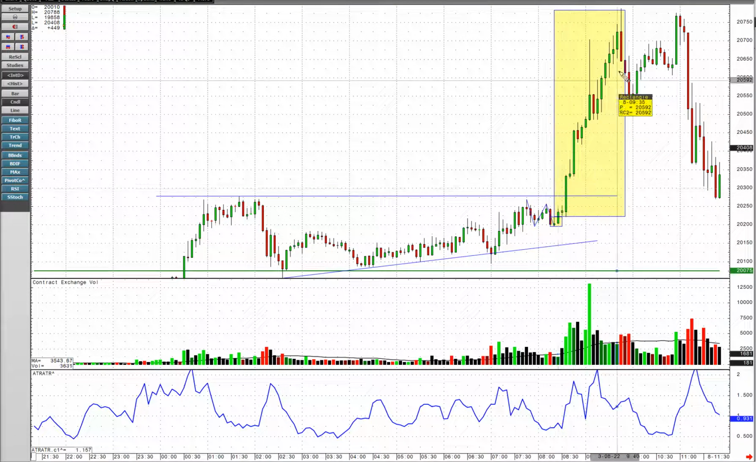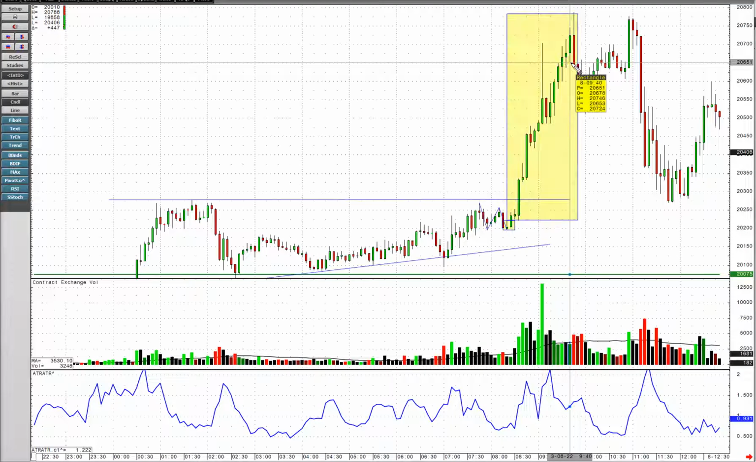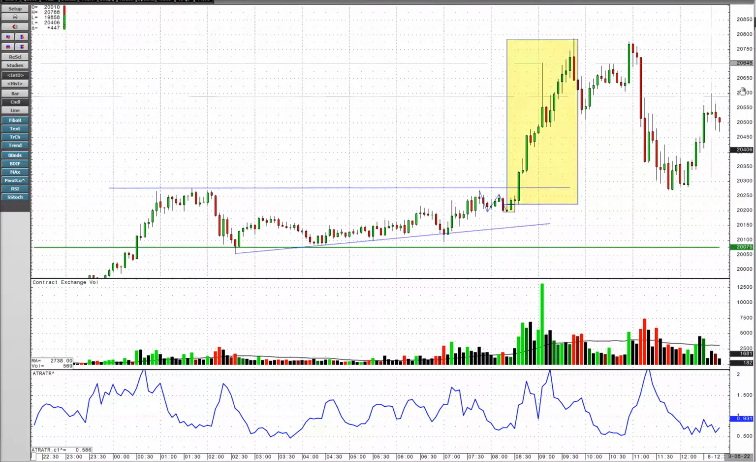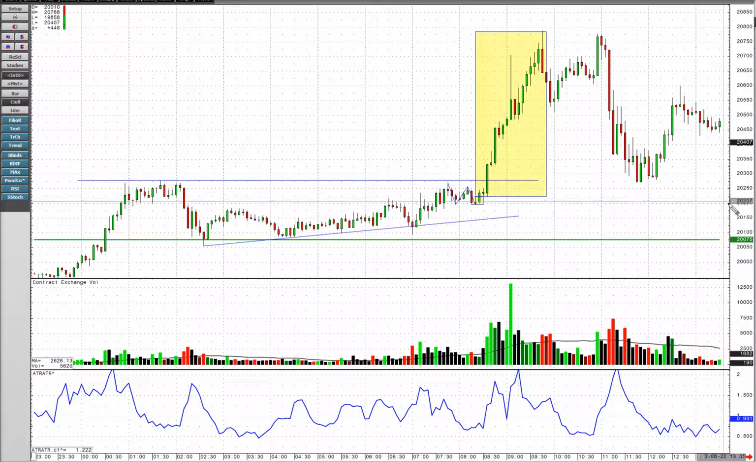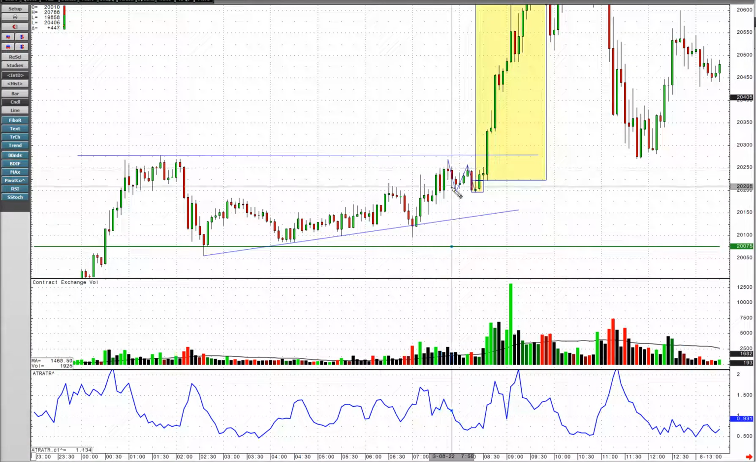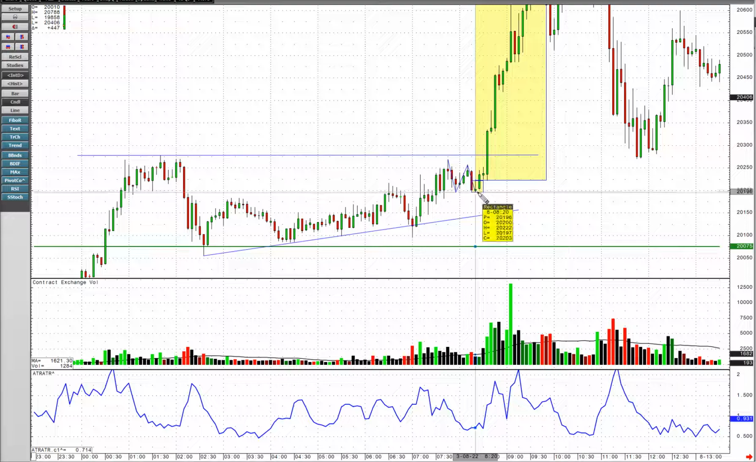And I would much rather make 10 or 20 times my risk in one day than do this on a daily chart and hold the stock for 20 days to make 30% on my capital. But I have to give credit where credit is due. This is a pattern that's been around for a long time. I've studied it most closely through Minervini's work.